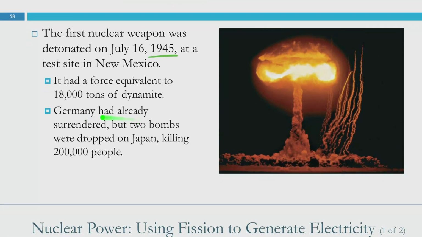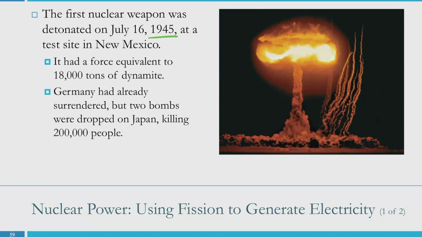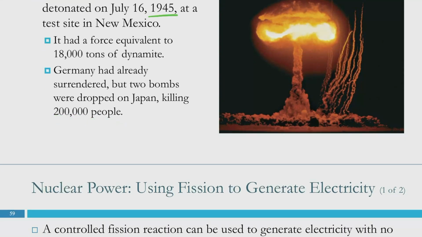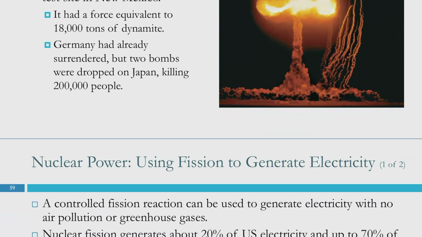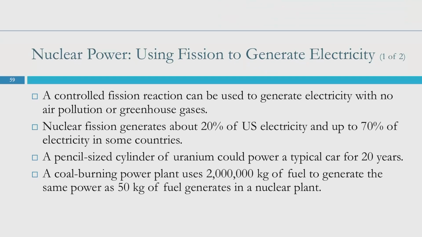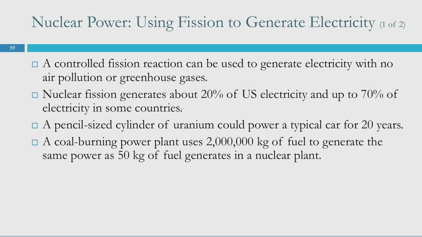Germany had already surrendered at this point, but the United States decided to go ahead and drop 2 bombs on a bunch of civilians in Japan anyway and kill something to the order of 200,000 people and leave a lot of radioactivity around them. So that's like the dark side of nuclear. You can also use fission to generate electricity, which is the good side of nuclear.